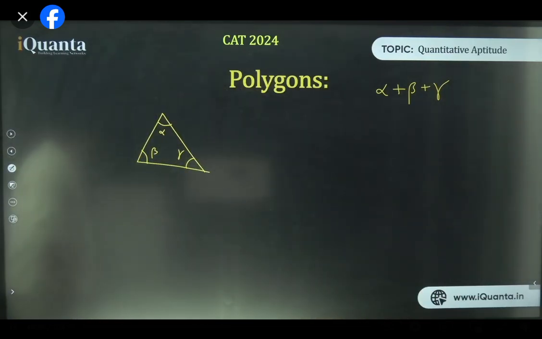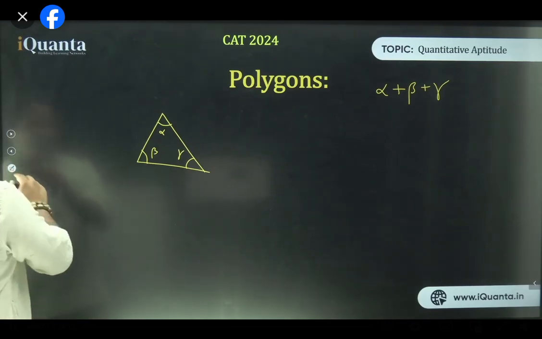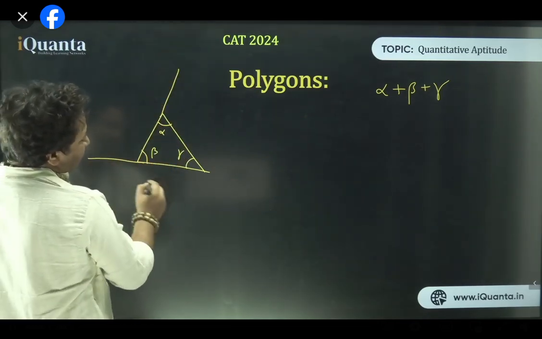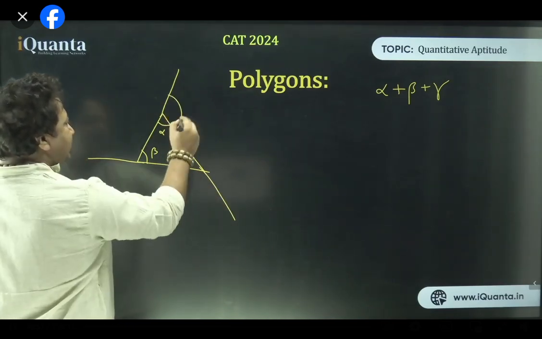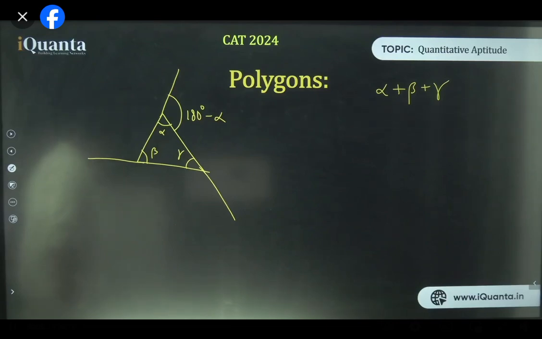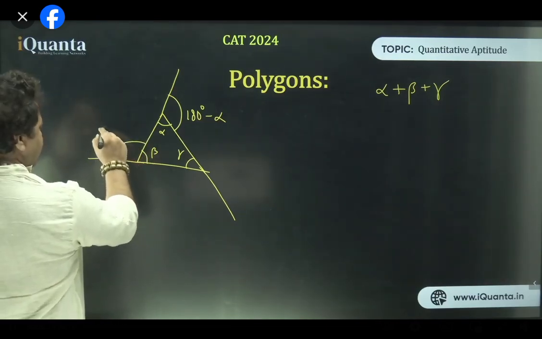So all of you, listen to me carefully. I'm extending these sides. Extending this one, then let me extend this one, and let me extend this one. Tell me something. Can I say this one is 180 degrees minus alpha? Any problem there? We can say that? Right? We can also say this and this as well.